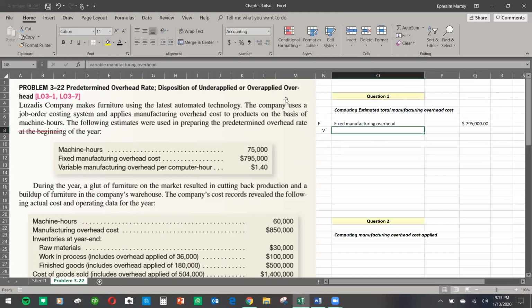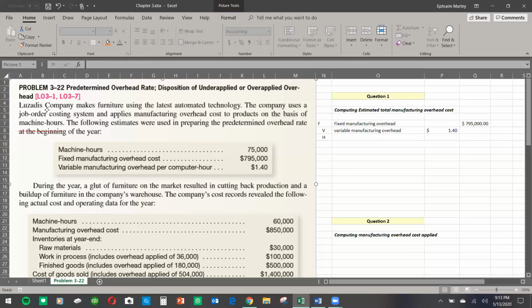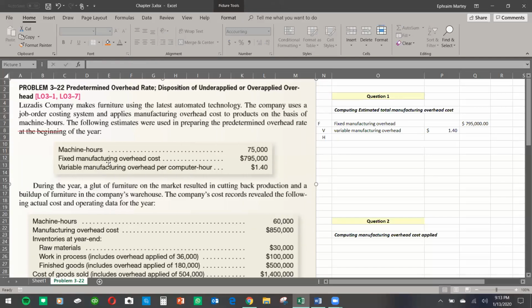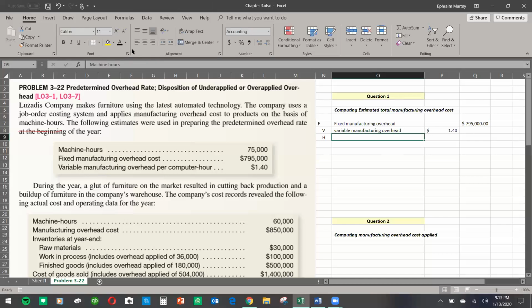The variable manufacturing overhead cost was $1.4. The next one is the hours used. And here the cost driver for this company is machine hours, so we use the machine hours there. Machine hours used is 75,000 hours.